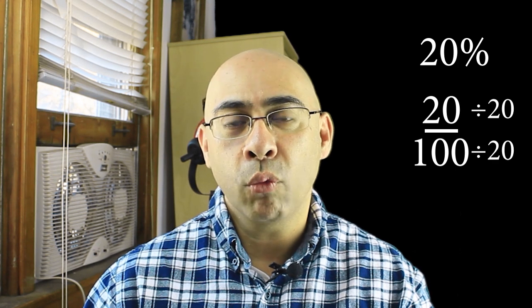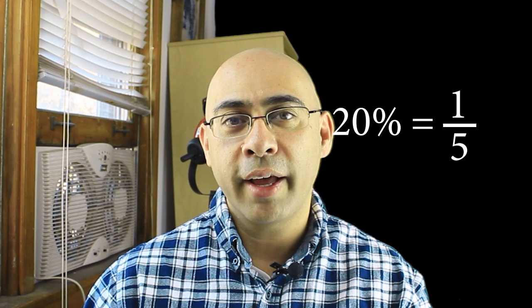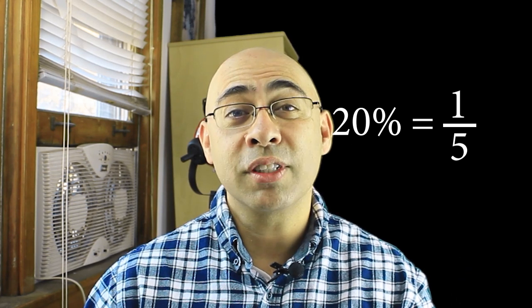A big thing with percentages is that they're just fractions out of 100. So if you had 20%, you can turn that into a fraction, 20/100, and reduce it. If you divide the top and bottom by 20, you get 1/5. So when we're dealing with 20%, it's just like saying 1/5, which is the same thing as just dividing by 5.